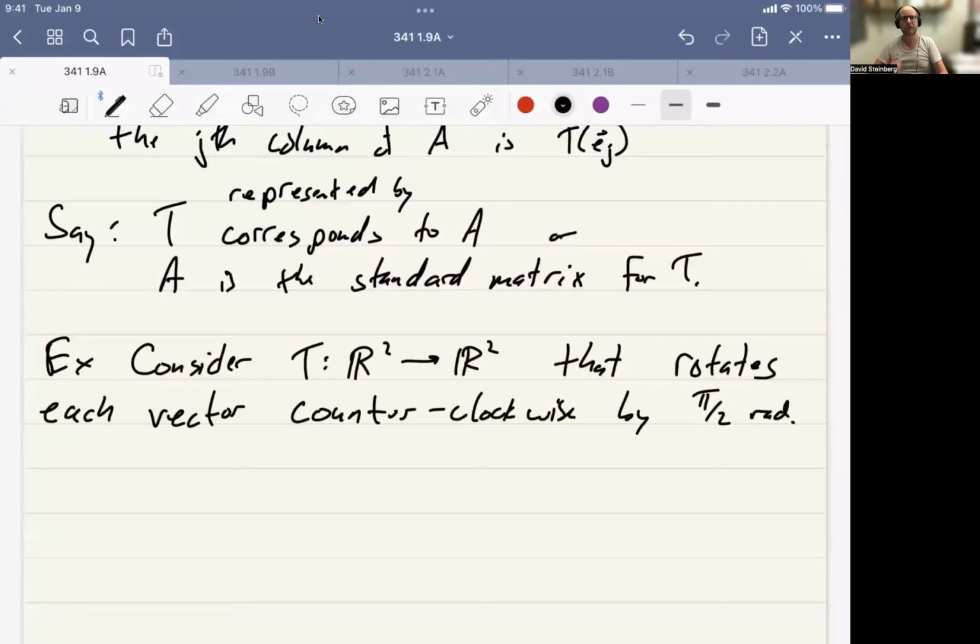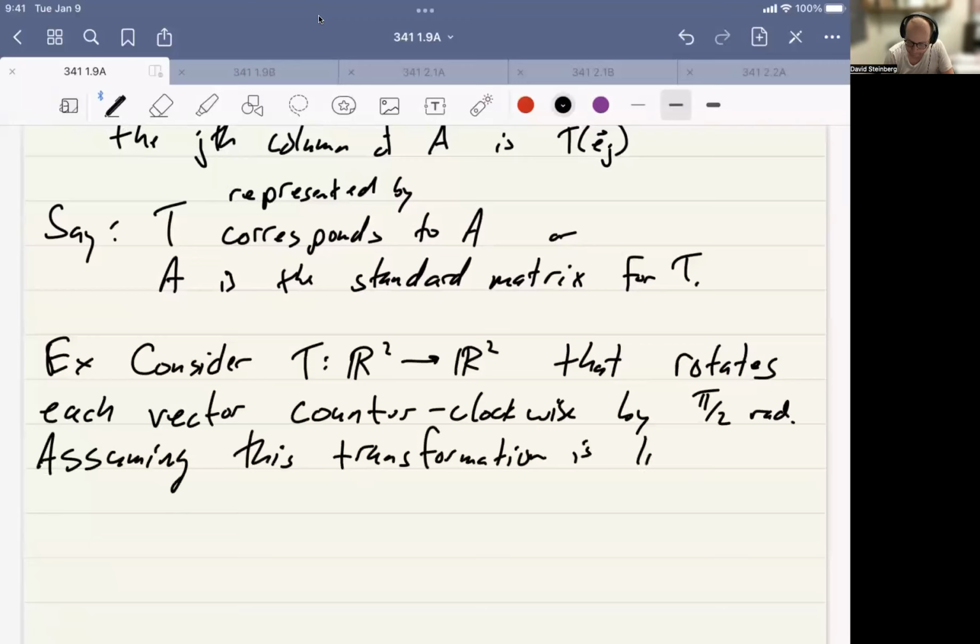Okay, I don't think we've shown this is linear. I think the book says that it is, and the book maybe goes through that argument too. But for now, we're just going to say, assuming this transformation is linear, what must its matrix be? What matrix must represent T?